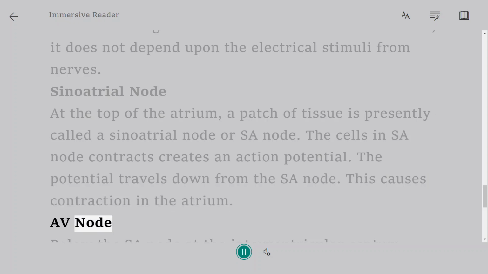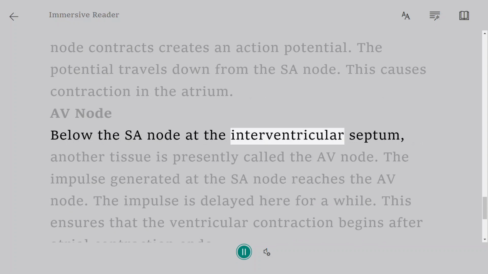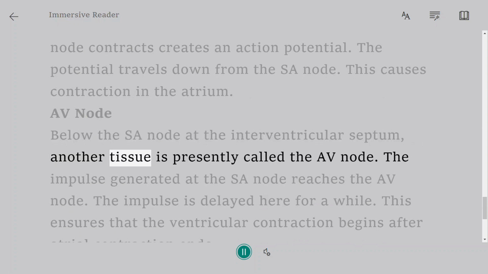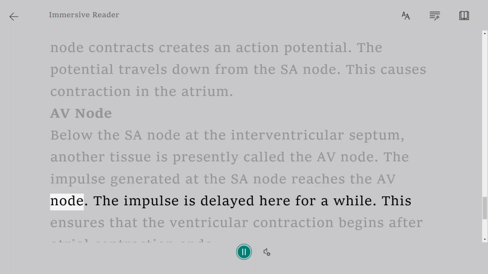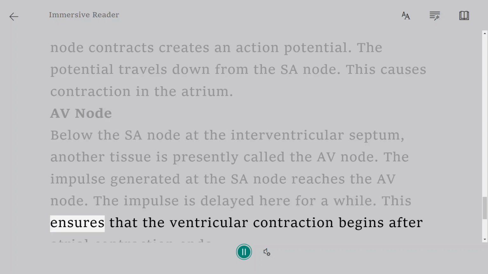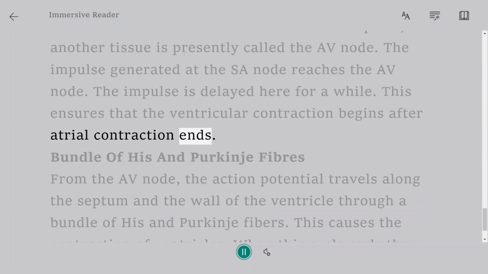AV node. Below the SA node at the interventricular septum, another tissue is present called the AV node. The impulse generated at the SA node reaches the AV node. The impulse is delayed here for a while. This ensures that the ventricular contraction begins after atrial contraction ends.